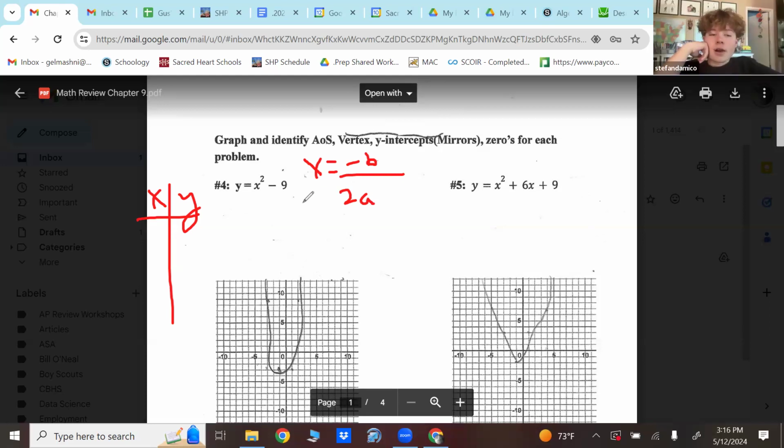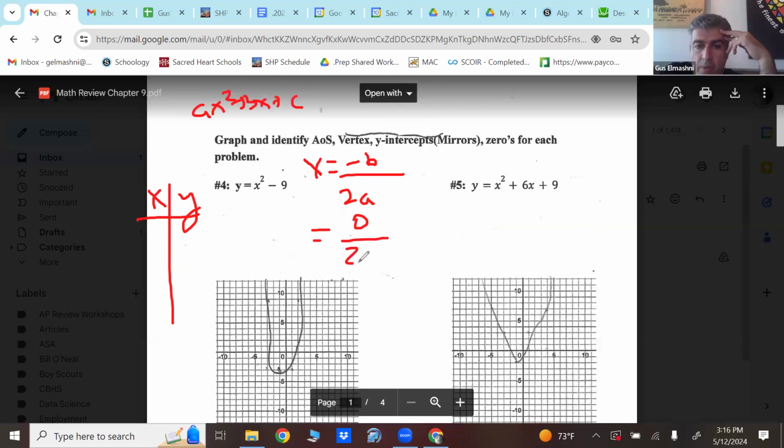-b over 2a. So b is 0 because there's no x term, right? Because generally speaking, a parabola is set up like this. And a is 1, of course. So plug 0 in, what's y equal? -9, right?